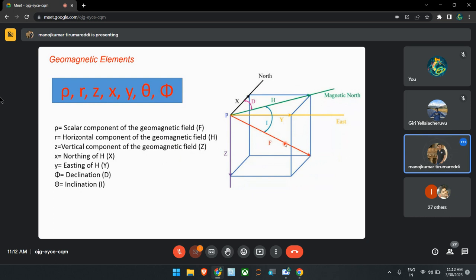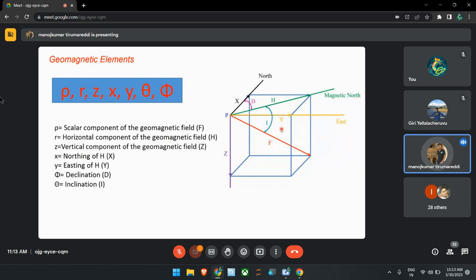Earlier, in exploration, people used to measure the vertical component, the Z component. But nowadays, people are using proton precession magnetometers or alkali vapor magnetometers, which are capable of measuring the scalar component of the geomagnetic field. So that's why in exploration, mainly we are measuring the total scalar component, not the vertical one. And for exploration, this one component is sufficient.